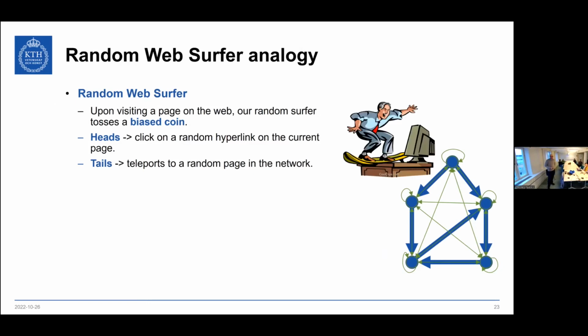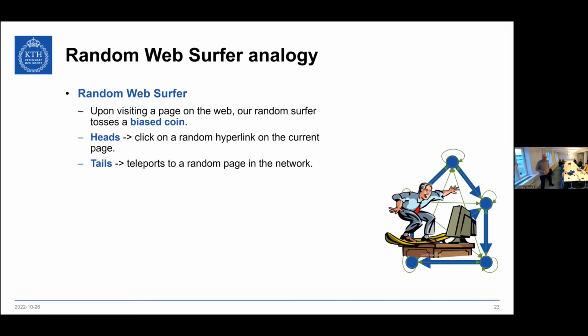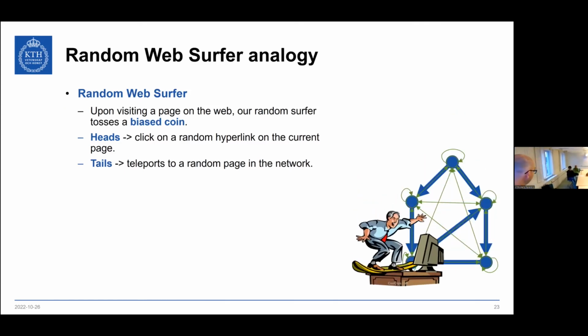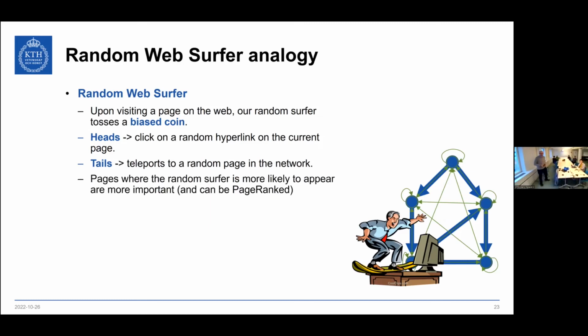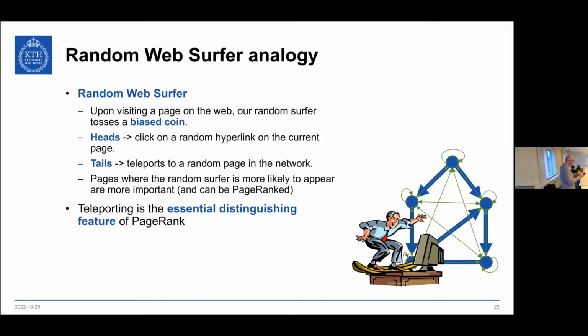So again, what we discussed is this is our random surfer now. Visits a page, throws a biased coin: heads, clicks on a random hyperlink; tails, teleports to a random page. That's the behavior of our PageRank. And teleporting was now the essential distinguishing feature of PageRank. As far as I understand and what I read, before nobody thought about it. So this is unique to Larry Page or his supervisor, his team, I don't know, but basically this was a breakthrough that they figured out, and we'll later see that by dealing with teleporting, we can solve many other things.